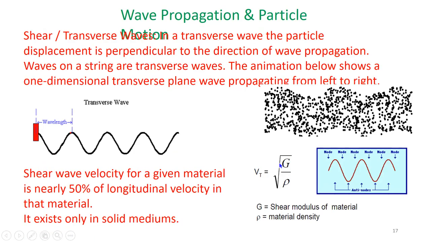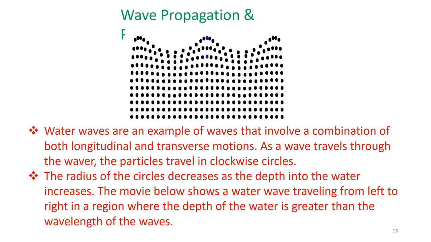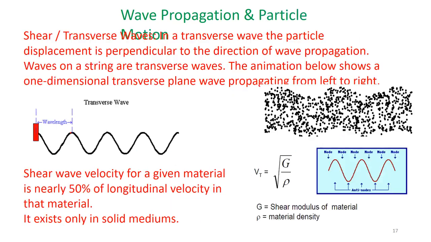Here it is perpendicular to the wave propagation. And here it is circular, or elliptical, you can say. So waves in a string are transverse waves. The animation below shows a one-dimensional transverse plane wave propagating from left to right.